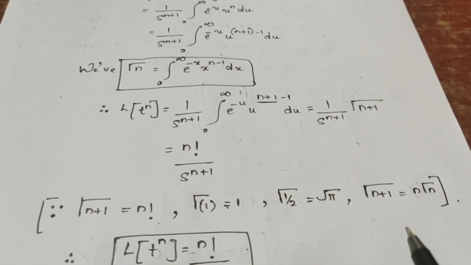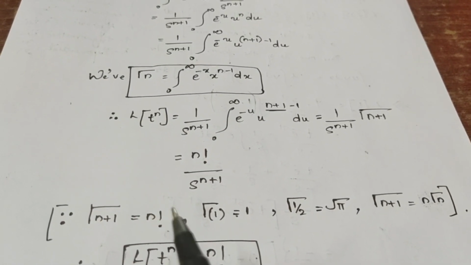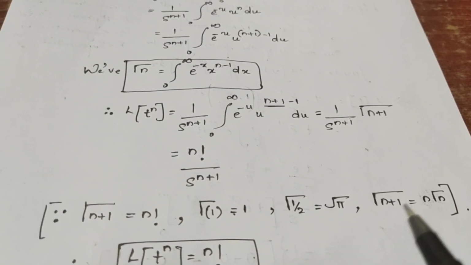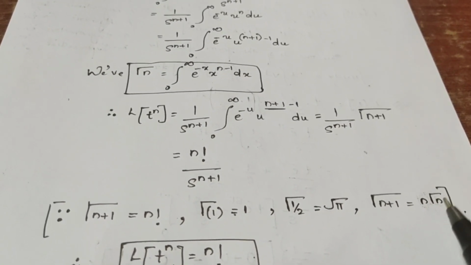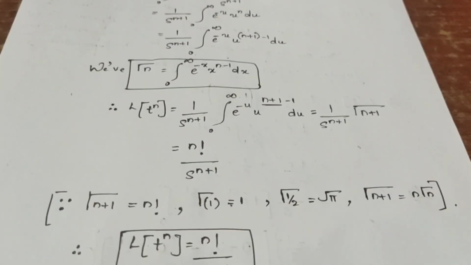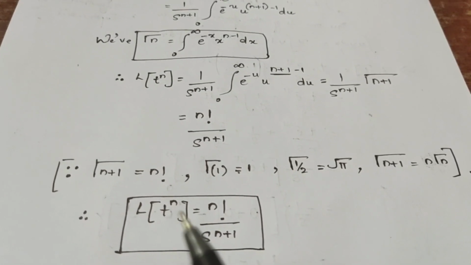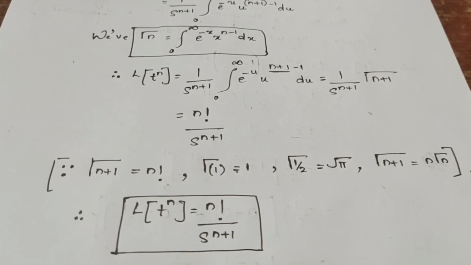So you should know these formulae. Gamma of n plus 1 is given by n factorial. Gamma of 1 is 1. Gamma of 1 by 2 is root pi. And gamma of n plus 1 is also given by n gamma n. So we can generalize the equation. Laplace of t raised to n equal to n factorial by s raised to n plus 1.